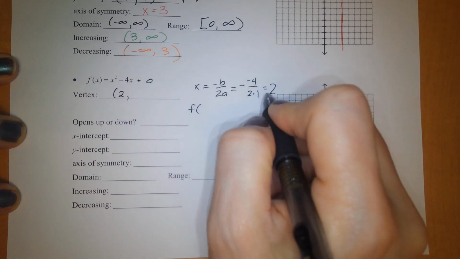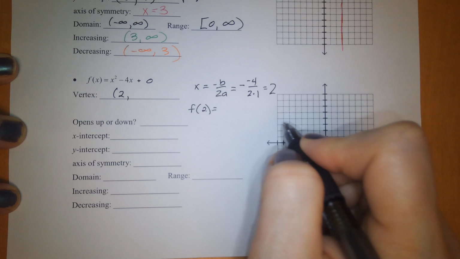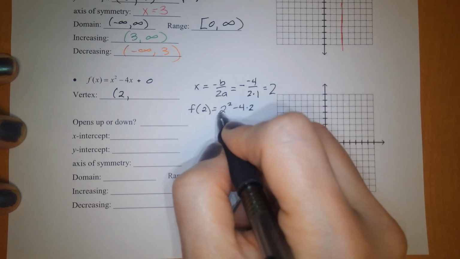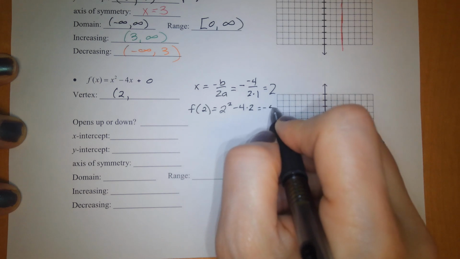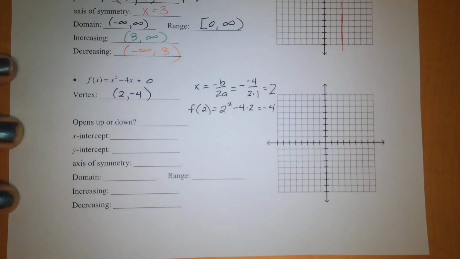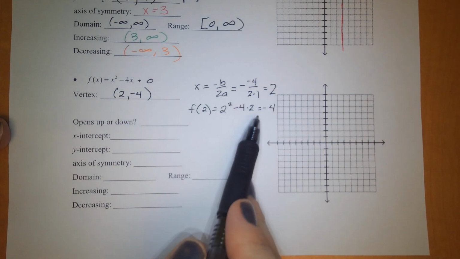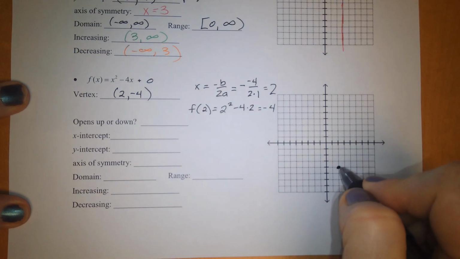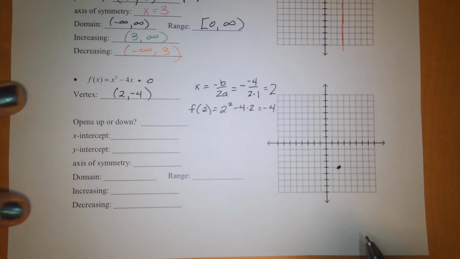To find the y-coordinate, we take the 2 and plug it into the function. So 2 squared minus 4 times 2, that's 4 minus 8, which is negative 4. So I found the x and the y of my vertex. So if I go ahead and plug those into my graph, I have 2, negative 4, which is my vertex.